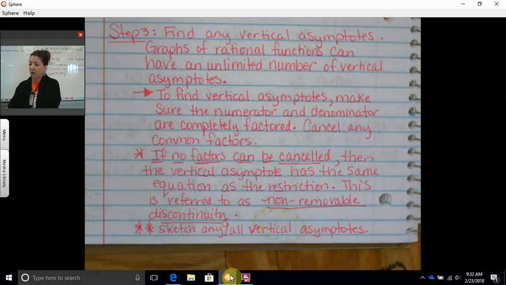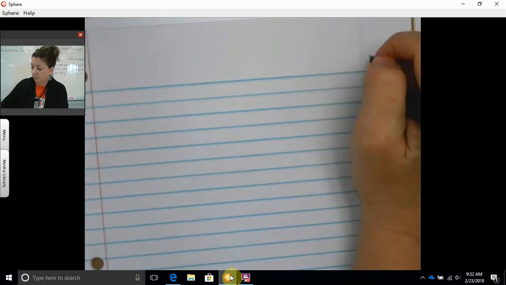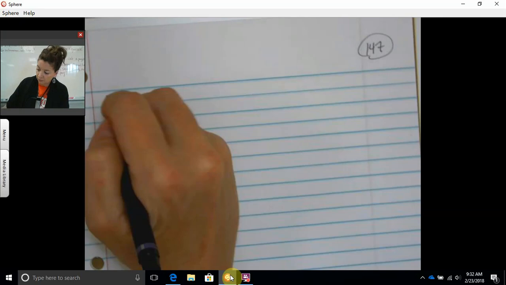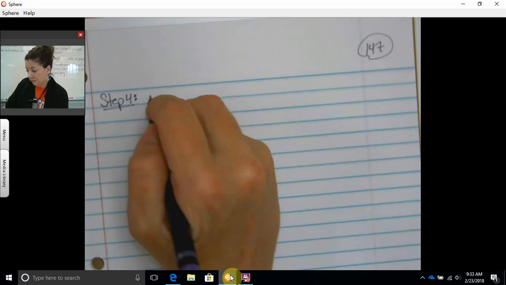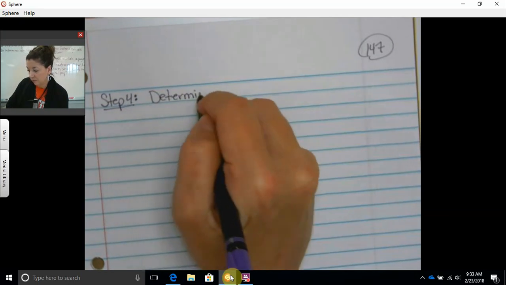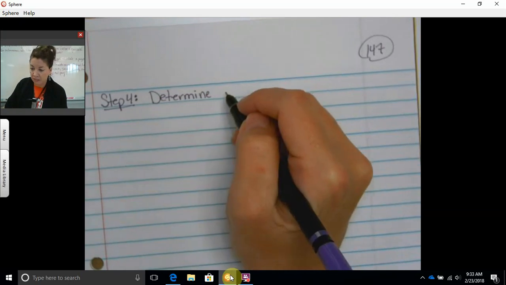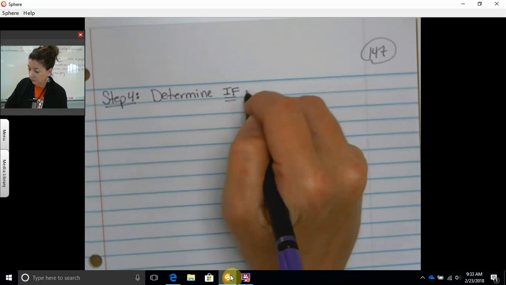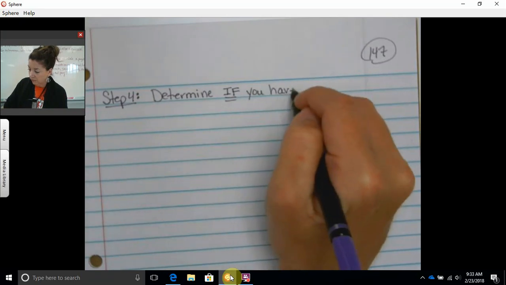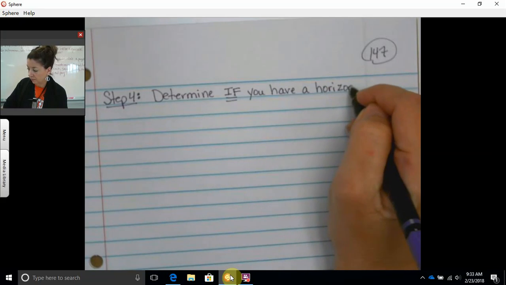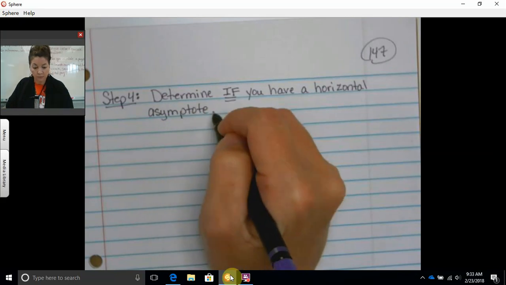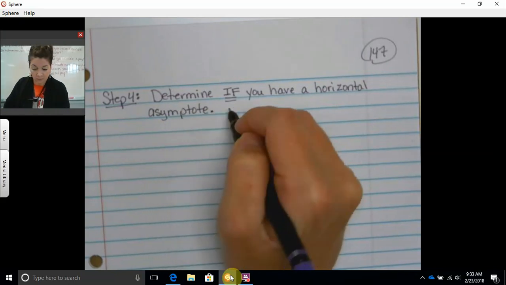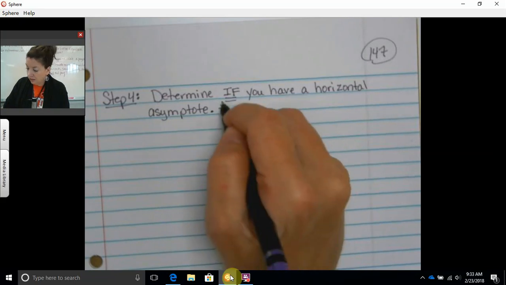All right, step 4, page 147. Determine if you have a horizontal asymptote. Put a little star here.